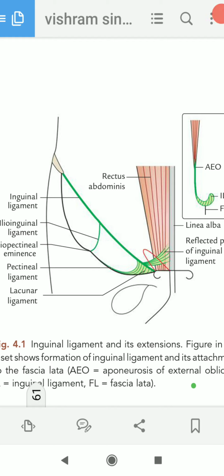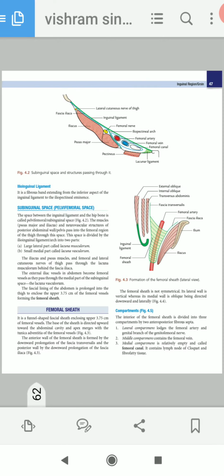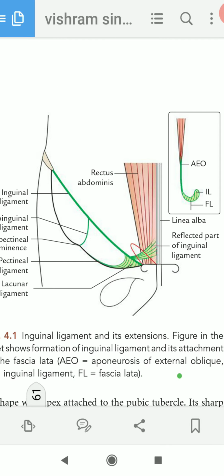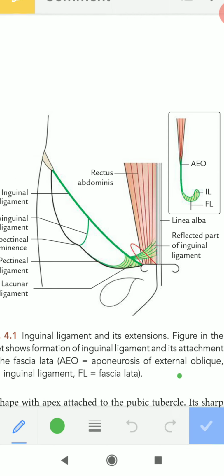Now come to the structures in the inguinal region. We will talk about the most important two structures, that is inguinal canal and inguinal ligament. So let's start with the inguinal ligament. Which one is the inguinal ligament? Look at that. This green portion is the inguinal ligament.